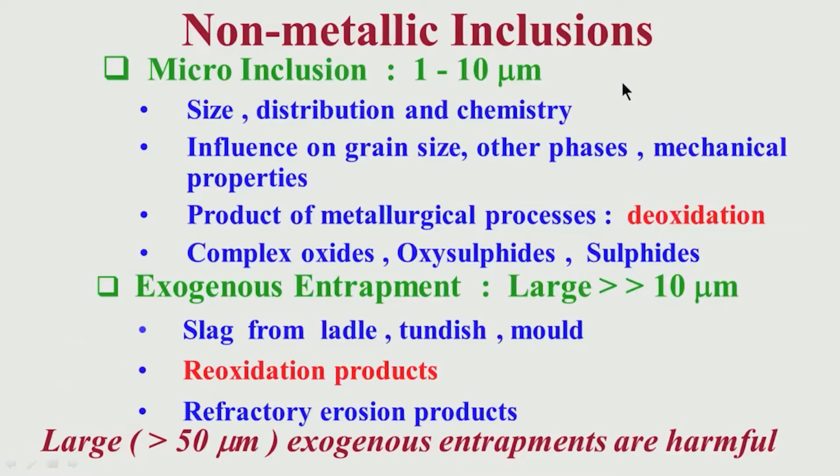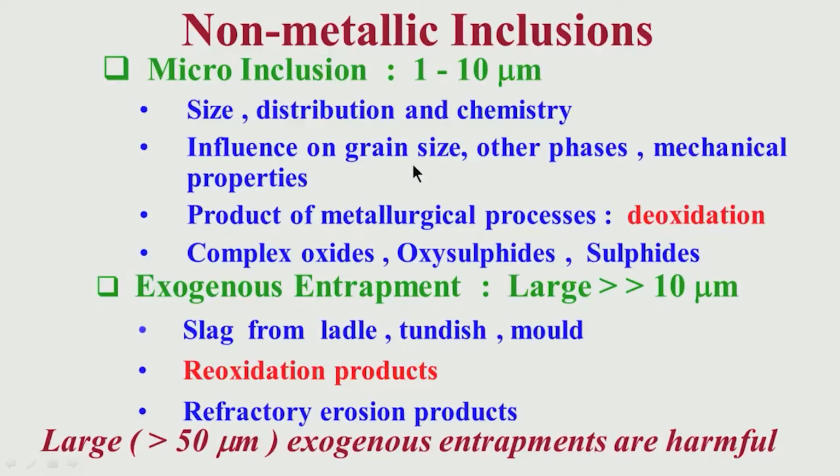Normally they are in the size range of 1 to 10 micron, and the resolution of our eye is 100 micron, 0.1 millimeter. So inclusions of this size, which are called micro inclusions, we cannot see with the normal eye; they have to be seen under the microscope. What the different techniques are, we will go into the details later on. But what is important here is what their sizes are, what their distribution is, what their chemistry is, what type of inclusions are there, and what the amount of inclusions is.